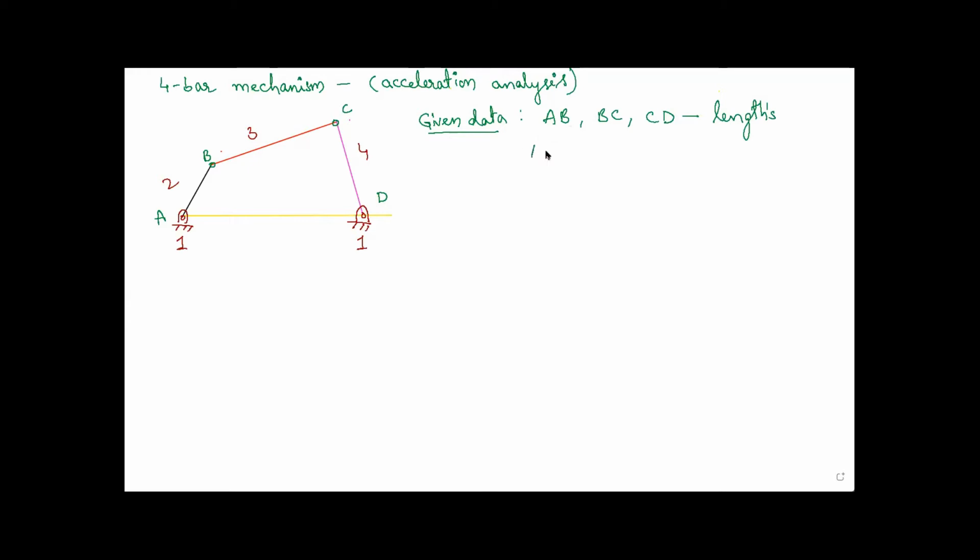It means the angular velocity omega of link AB is known. It might be clockwise or anti-clockwise. Let's take it clockwise, and omega usually is a fixed value, a constant value. There is no alpha usually on the input link.